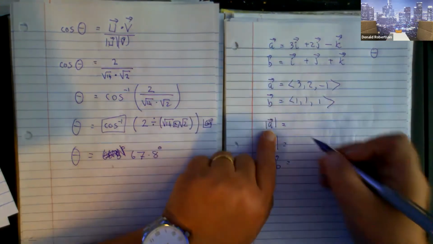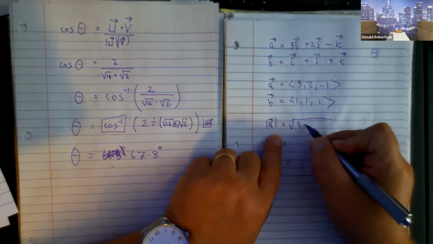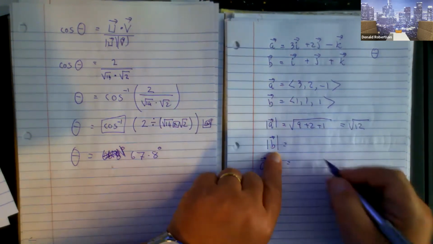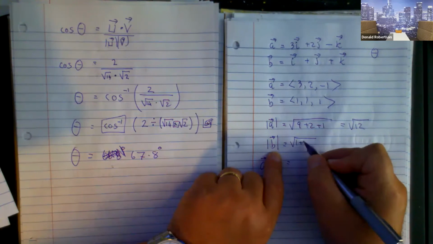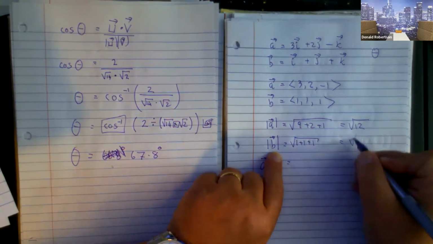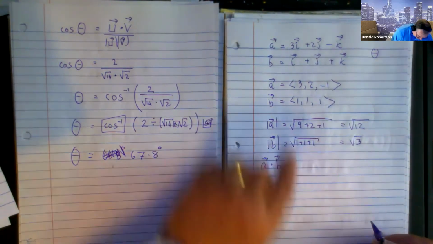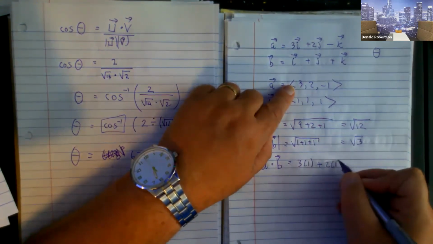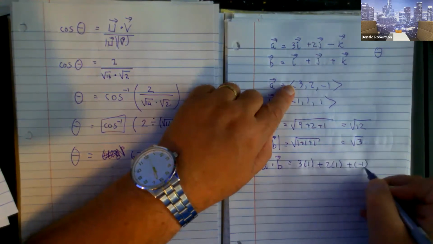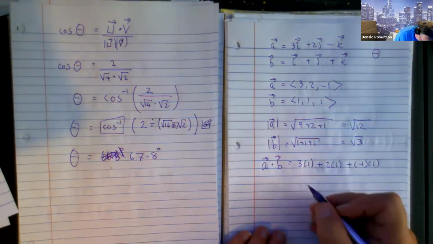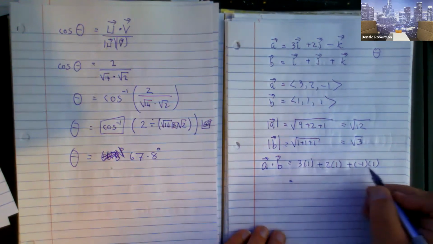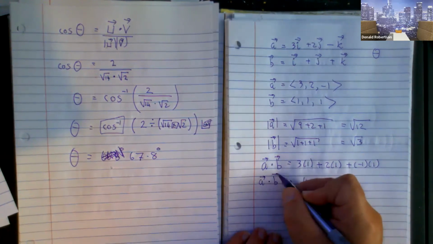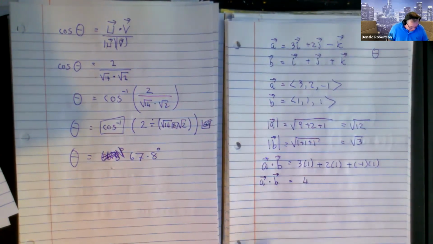Magnitude of A: 3 squared, 2 squared, -1 squared, square root of 14. Magnitude of B: 1 squared, 1 squared, and 1 squared, square root of 3. A dot B: 3 times 1 plus 2 times 1 plus -1 times 1. And that gets me 3, 4, 5... that gets me 4. And I have everybody I need now.